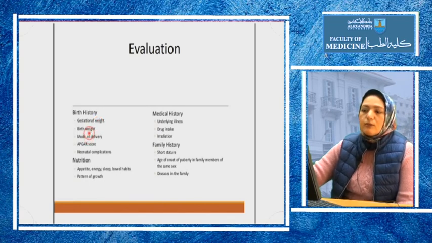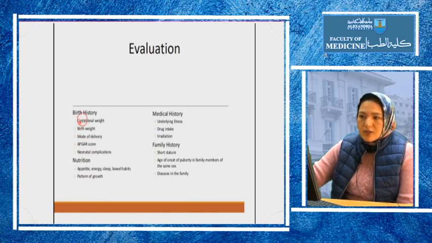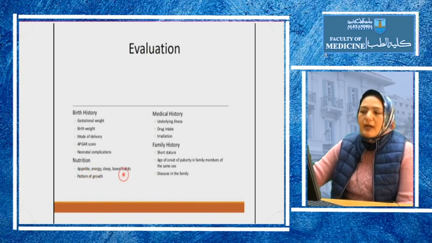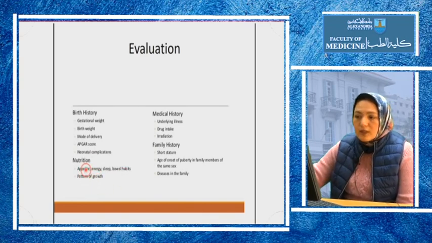The birth weight, the mode of delivery, the presence of any noted complications. Then nutritional history, including the appetite of the patient, the bowel habits, the pattern of growth, the presence of any malabsorptive disorders or vitamin deficiencies.